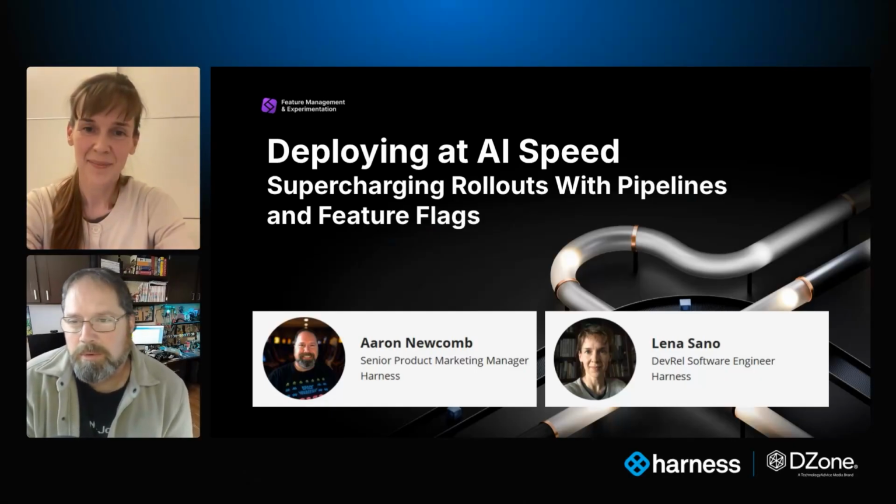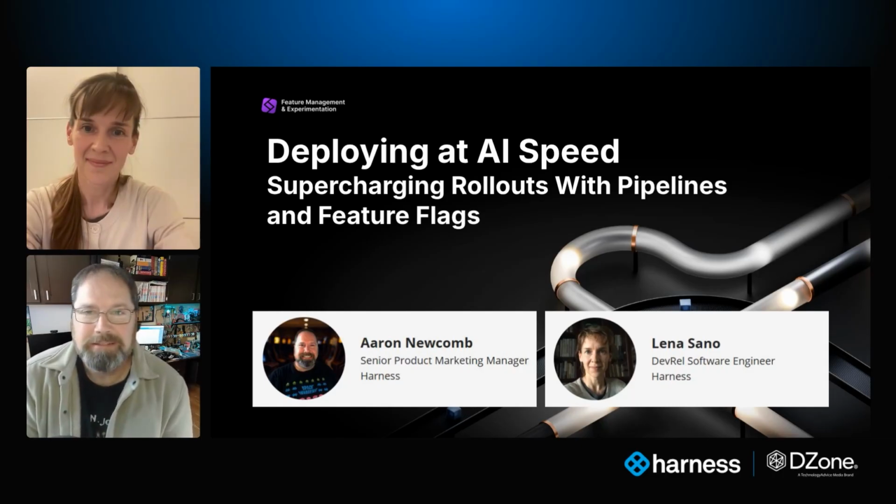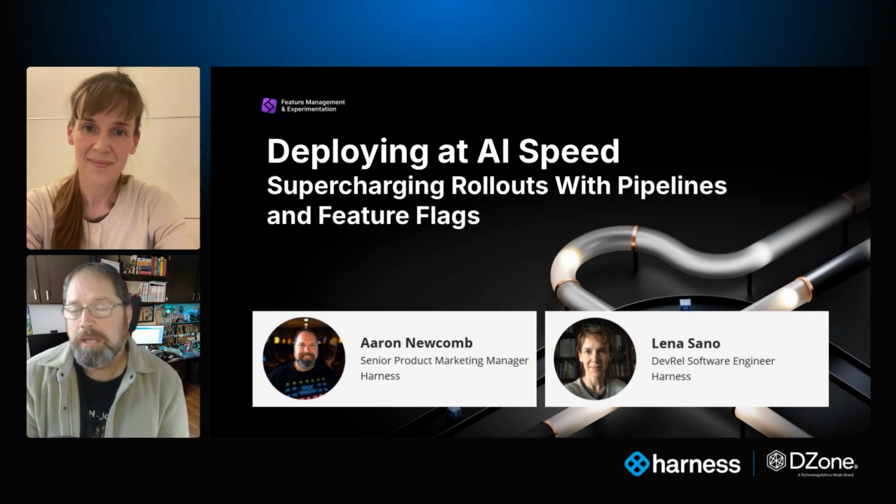In this webinar, we'll be talking about some AI complications that come along when you are actually developing software and you need to get things rolled out, and then suddenly you've got all of these things you need to consider when you're using AI. But we're also going to be talking about using pipelines and feature flags to solve some of that complication.